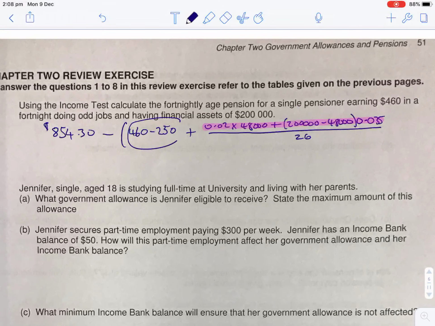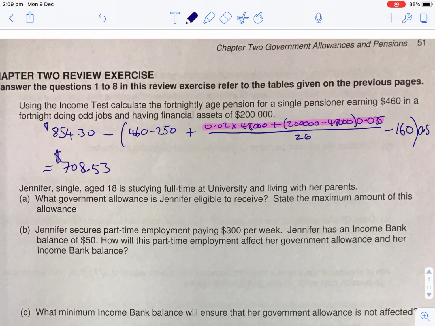So I've got my income from earnings over here, and then I've got my income from my deemed income. Now, he's allowed to earn $160 without affecting his pension, so we then subtract the $160 because he won't pay anything on that first bit of it. And for everything in that bracket, he would lose 50 cents in the dollar. So I'm going to times that bracket by 0.5. That would give me a final pension of $708.53.